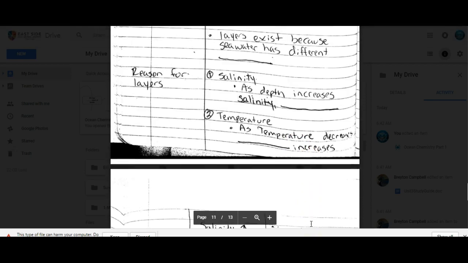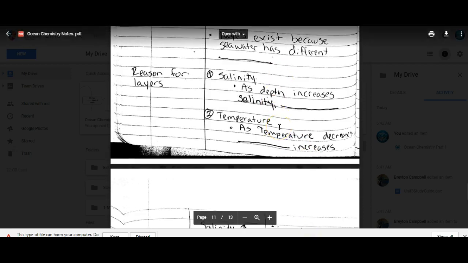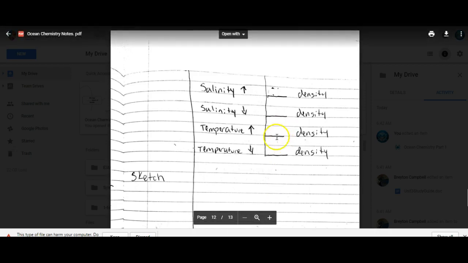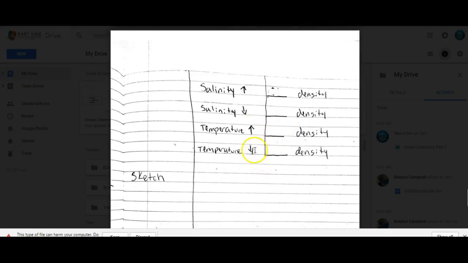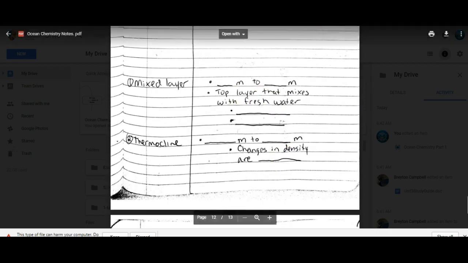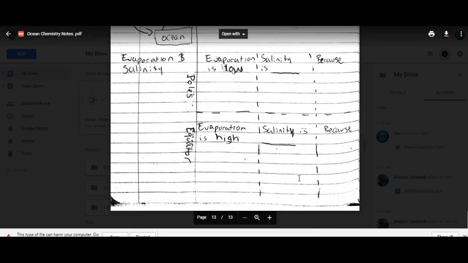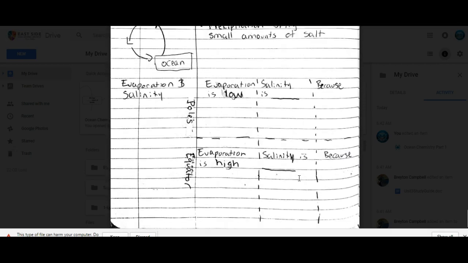Make sure you know which layer is which. Make sure you know density increases as salinity increases. Temperature goes up, density goes down, temperature goes down, density goes up. You had a sketch with that. And that basically covers everything.